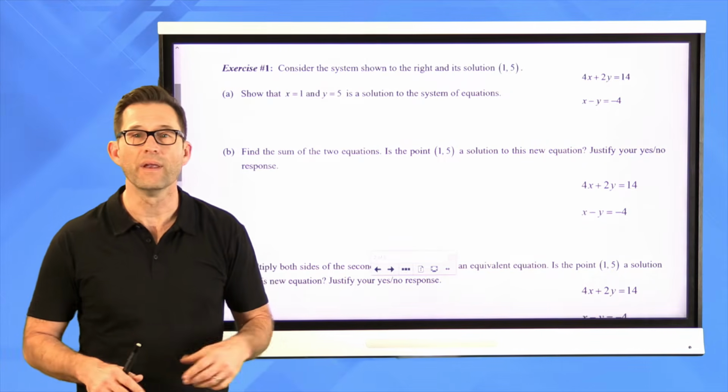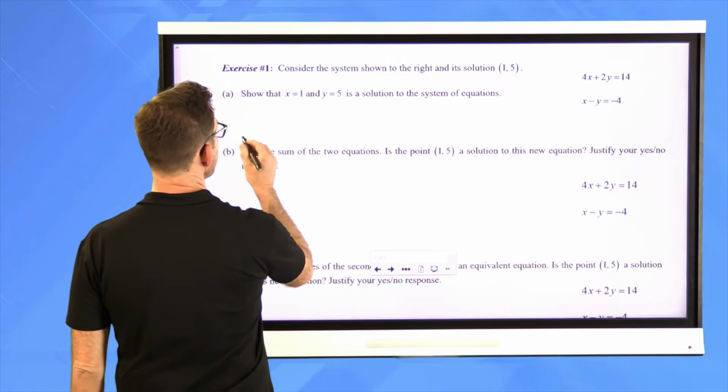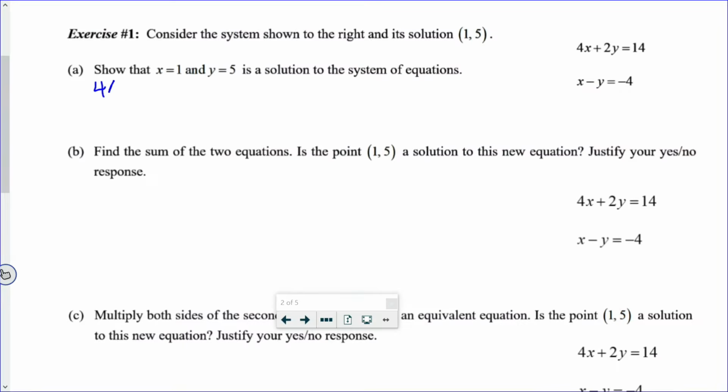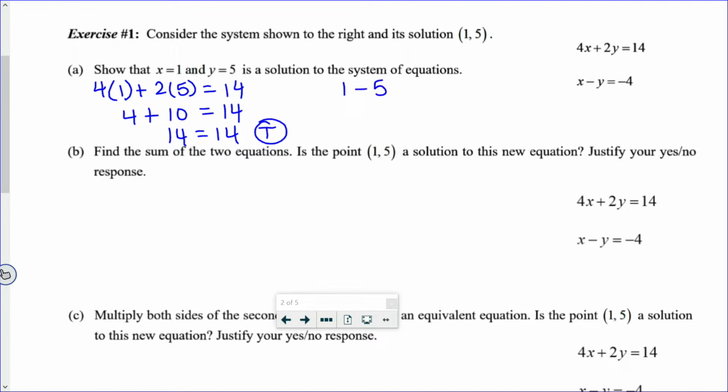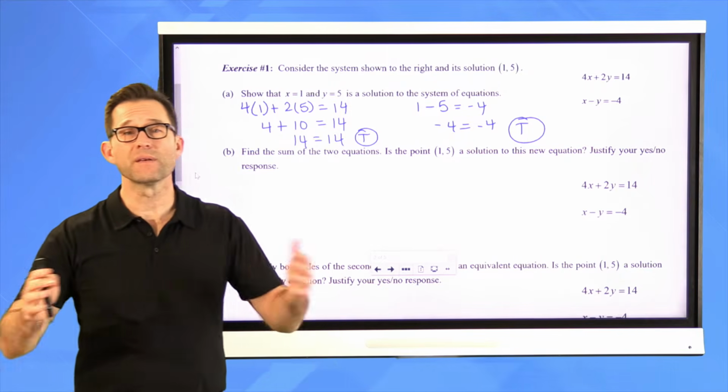All right, let's do it. What we have to do is show that both equations are true when x is 1 and y is 5. My first one, 4 times 1 plus 2 times 5 is equal to 14. 4 plus 10 is equal to 14, and 14 is equal to 14. Awesome, true. My next one is x minus y is equal to negative 4, and that's even quicker. Negative 4 is equal to negative 4, and that's also true. So it must be a solution to the system because it makes both equations true.